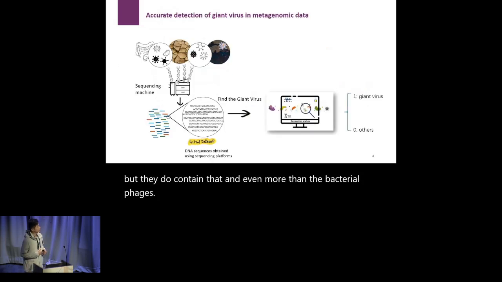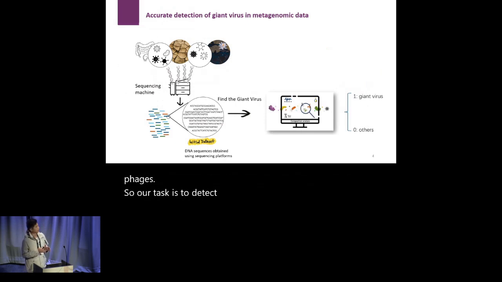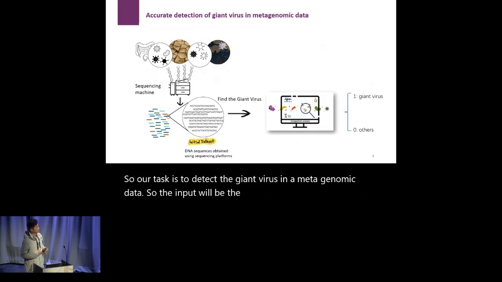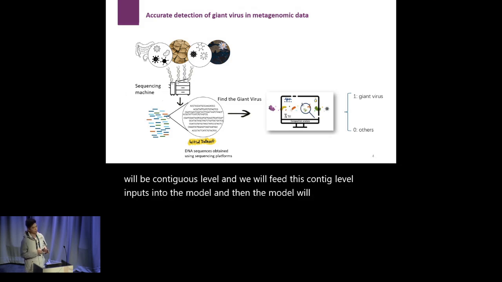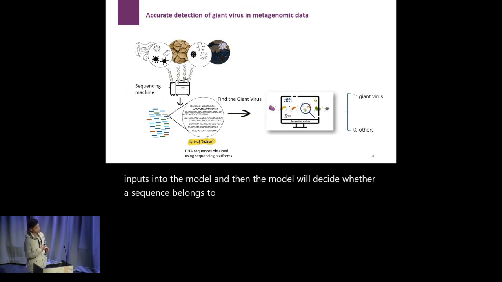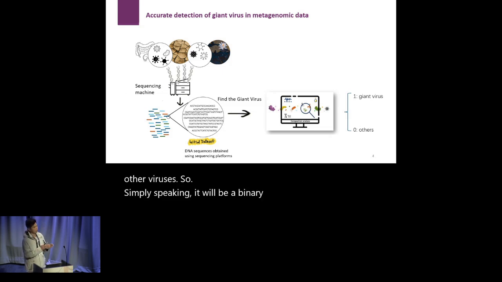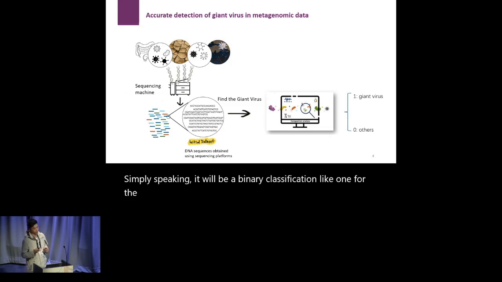So our task is to detect the giant virus in the metagenomic data. The input will be the DNA sequences from the sequencing machine. Typically, they will be at contig level, and we will feed these contig level inputs into the model, and then the model will decide whether a sequence belongs to the giant virus or other microbes or other viruses. So simply speaking, it will be a binary classification, like 1 for the giant virus and 0 for all others.